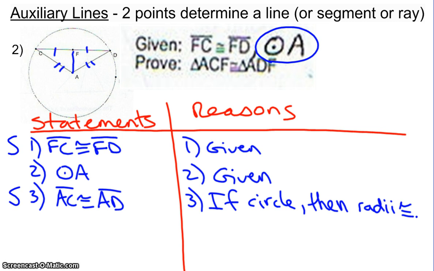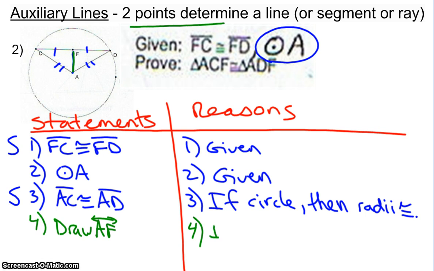And then as we talked about in the diagram up here, we needed to add the segment AF. So we need to draw AF. And going back up to the top here, talking about why we get to add that: if they're 2 points, then they determine a line.